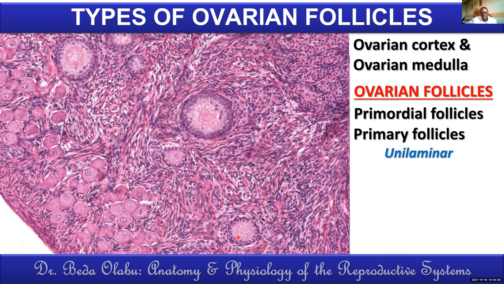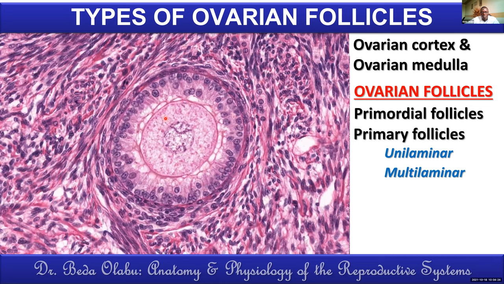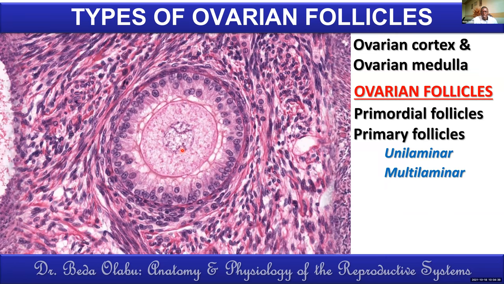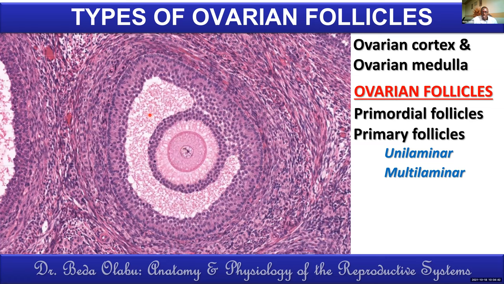There are different types of primary follicles, though. There are those primary follicles which have only one layer of cuboidal cells, so we call them unilaminar primary follicles. But there are those that may have more than one layer of cuboidal cells, and perhaps a better one would be this one, and that's what we call the multilaminar primary follicle. They're all primary follicles as long as they're surrounded by cuboidal cells and they don't have an antrum. When they develop an antrum like this one, then we don't call them primary follicles, we call them antral follicles.